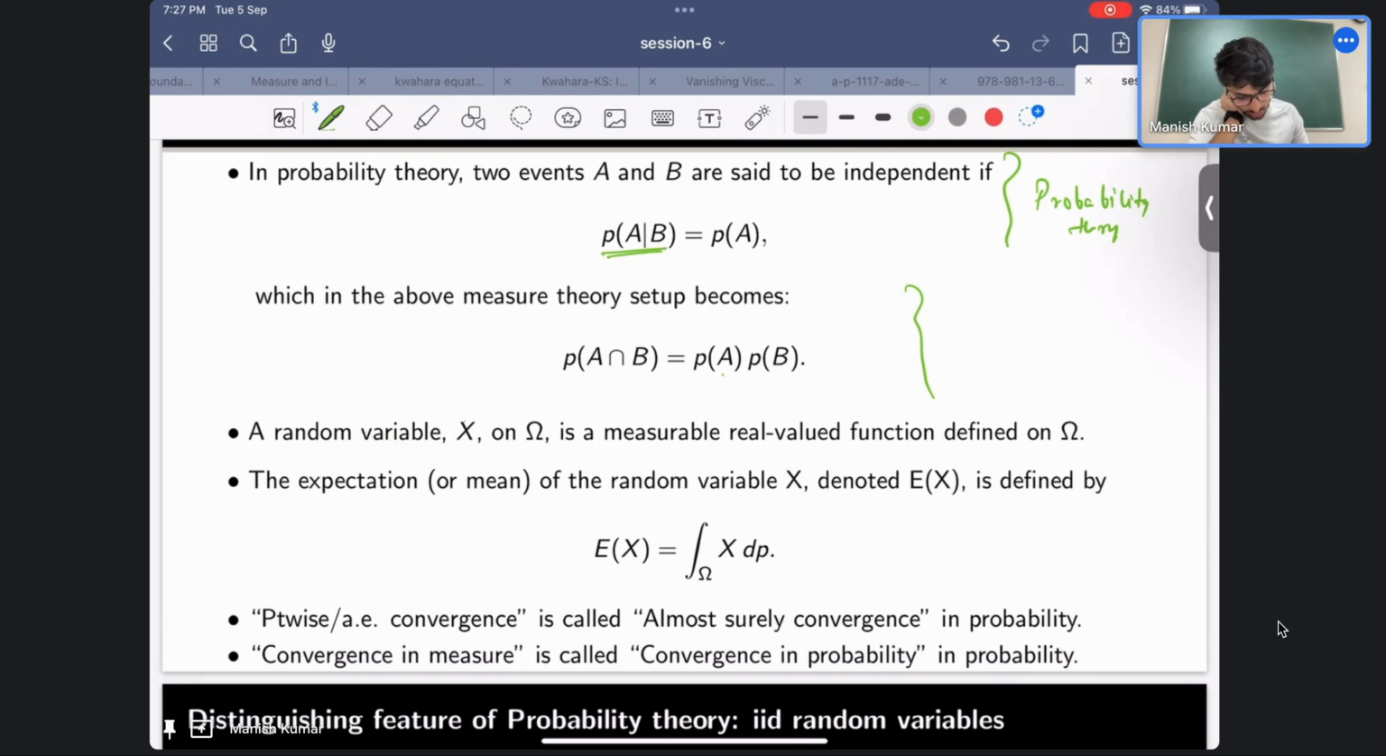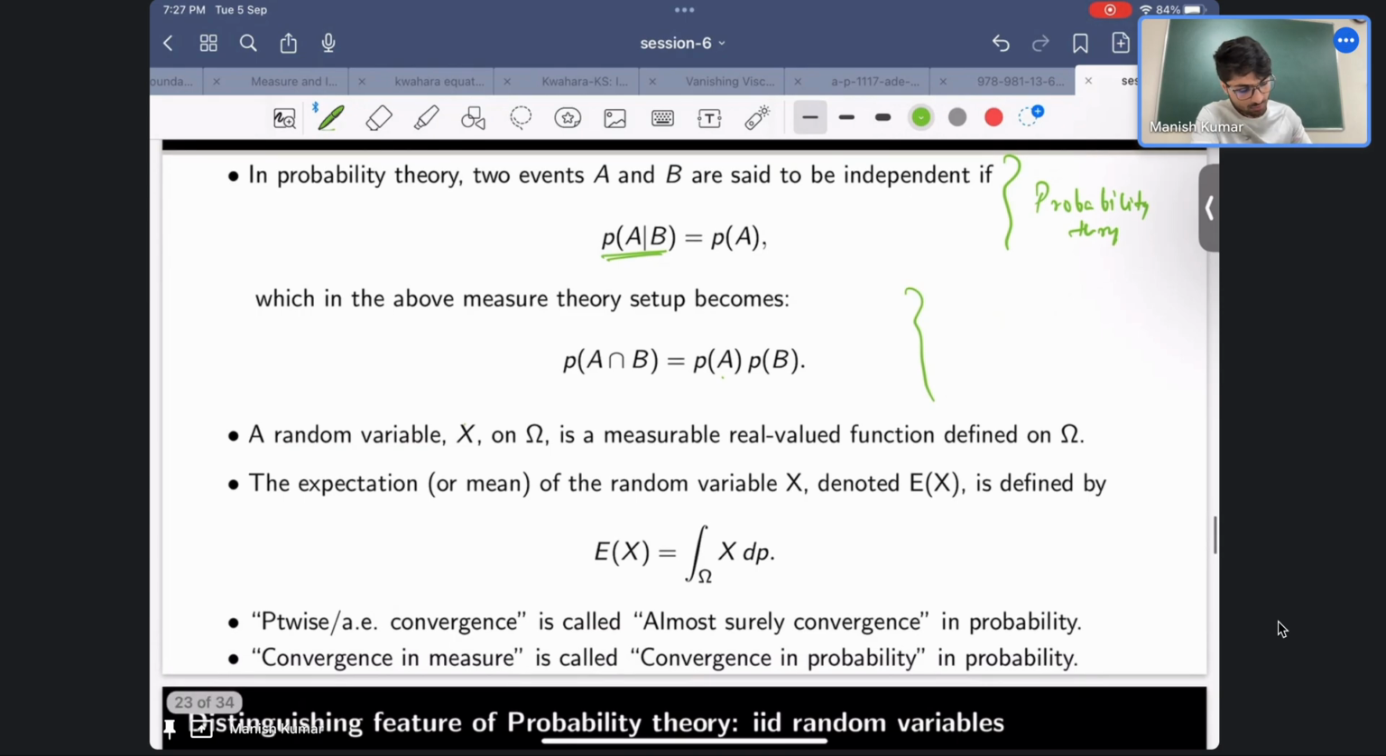Yeah, so this was about random variable, and this is terminology coming from probability theory. This is called the expectation of x, and it is nothing but the integration of x over omega with respect to the measure dp. So this is integration with respect to measure p. Similar to the notion of almost everywhere convergence or pointwise convergence, in probability theory they call it almost sure convergence, and convergence in measure is called convergence in probability. So far what you have seen is the similarity between these two theories.